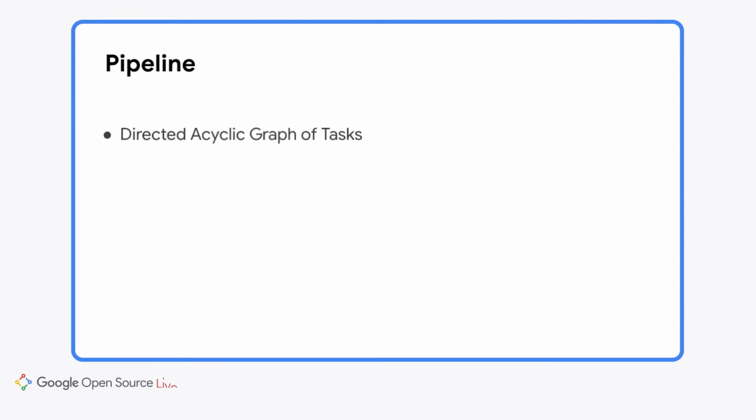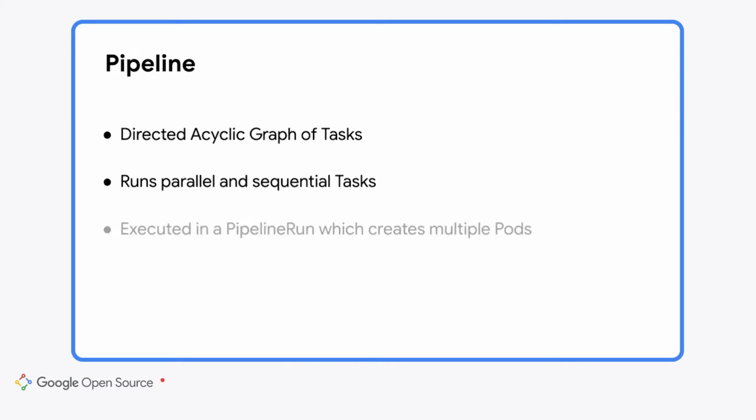Lastly, we have a pipeline, which brings all of this together. A pipeline is a directed acyclic graph of tasks, which runs the tasks in parallel or in sequence. A pipeline is executed in a pipeline run, which creates multiple pods through multiple task runs.